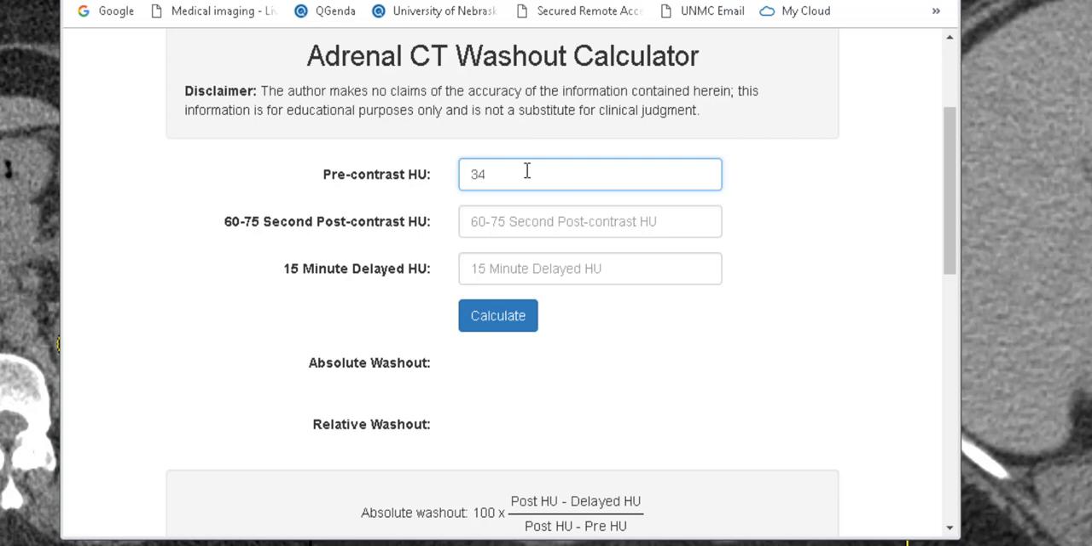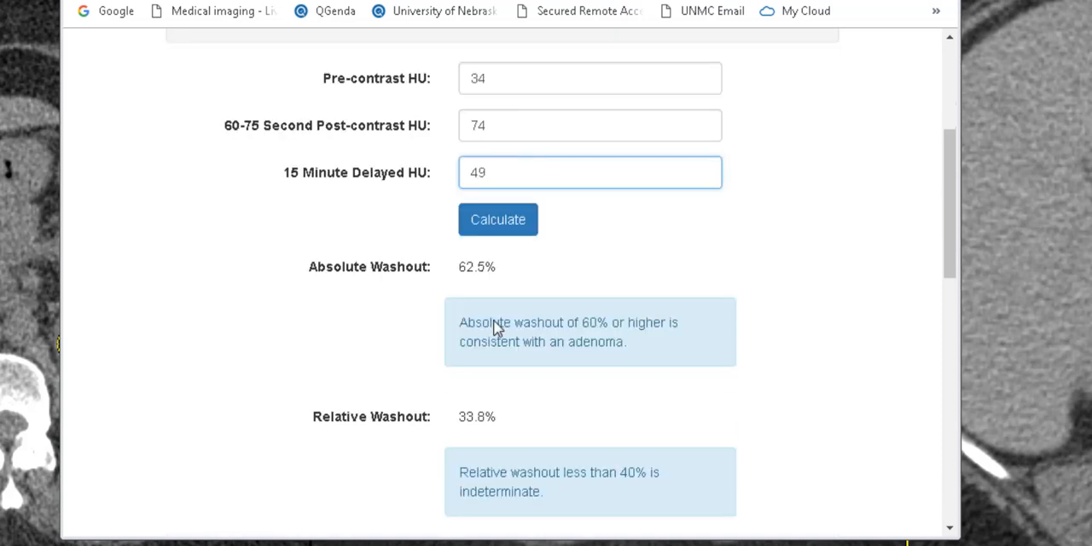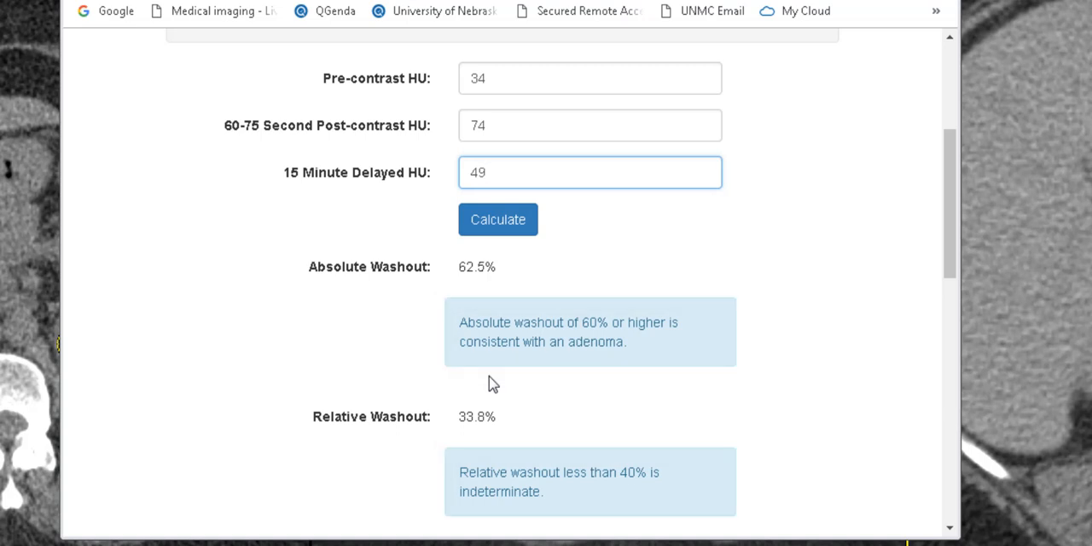So if we go from 34 Hounsfield units to 74 Hounsfield units with a 49 15-minute delay value, that gives us an absolute washout of 62.5%. Anything higher than 60% absolute washout is consistent with a benign adenoma. Our relative washout was 33.8%. That's actually indeterminate. Typically 40% for relative washout is diagnostic of a benign adenoma. So in this case, it was actually beneficial that we calculated both.